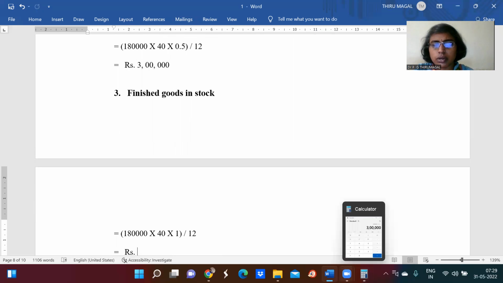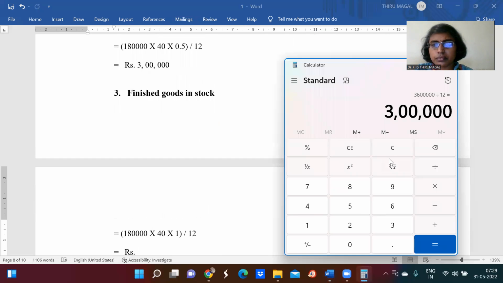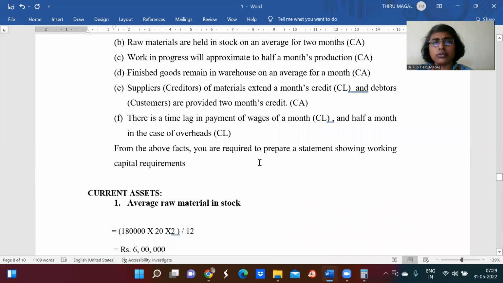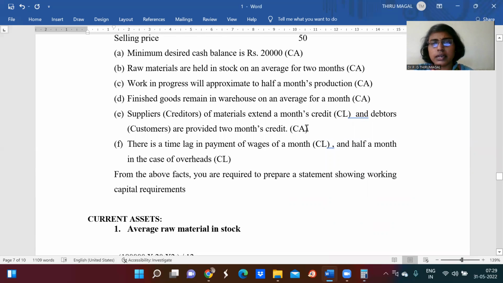So 1,80,000 multiplied with 40 divided by 12. We'll be getting around 6 lakh. So the current asset, finished goods in stock, we found out. The next current asset given is, what do you call it?